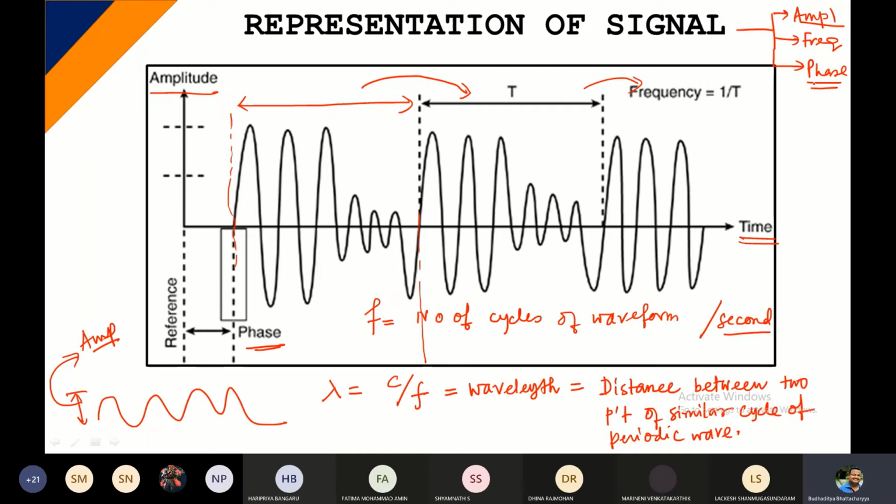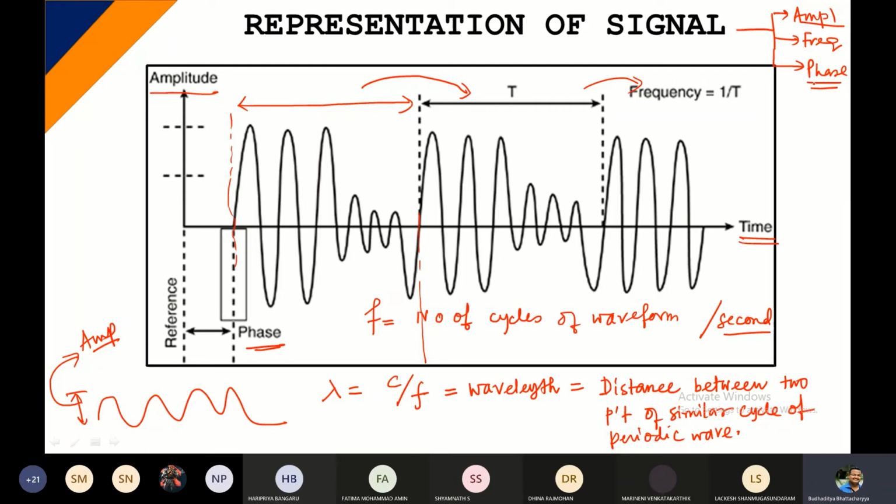So this is the representation of the signal that we are familiar with. Hopefully this is understandable to all of you with respect to the representation of a signal and the basic understanding of frequency. What is frequency? The number of cycles it keeps repeating.